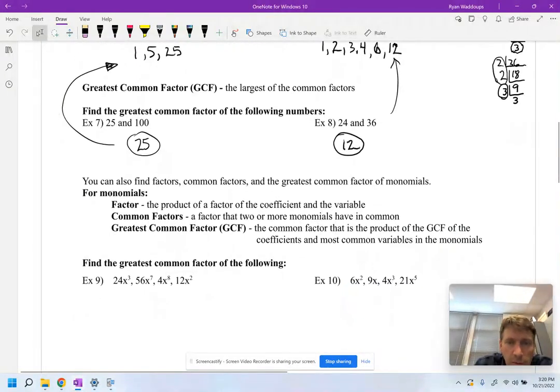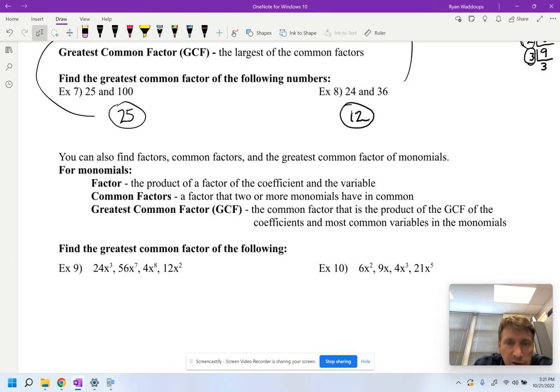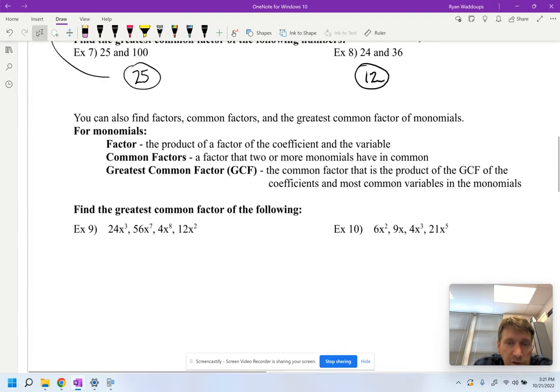You can also find factors, common factors, and the greatest common factor of monomials. For monomials, a factor is the product of a factor of the coefficient and the variable. Common factors are factors that 2 or more monomials have in common. And the greatest common factor, or GCF, is the product of the GCF of the coefficients and the most common variables in the monomials. So find the greatest common factor of the following.